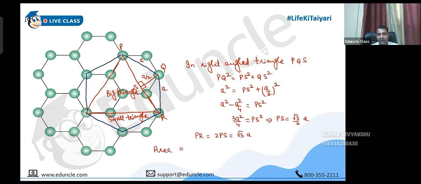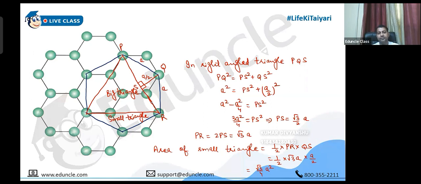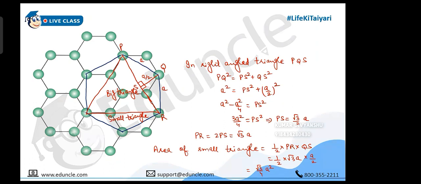So area of small triangle will be half into base into altitude. Half into PR into QS. Half into root 3 A into A by 2. Please check. Is it clear or not? Yes, sir.